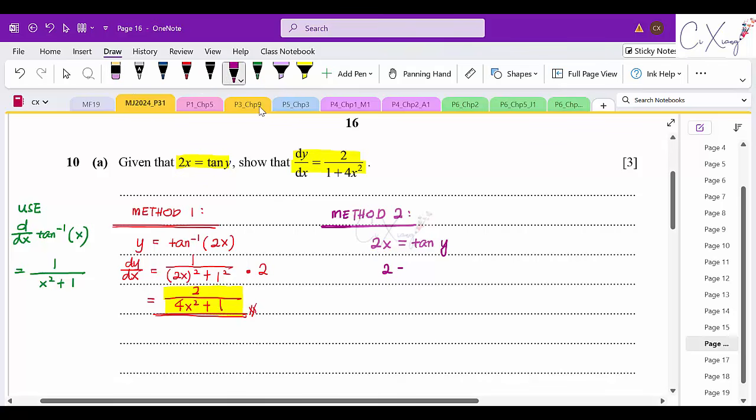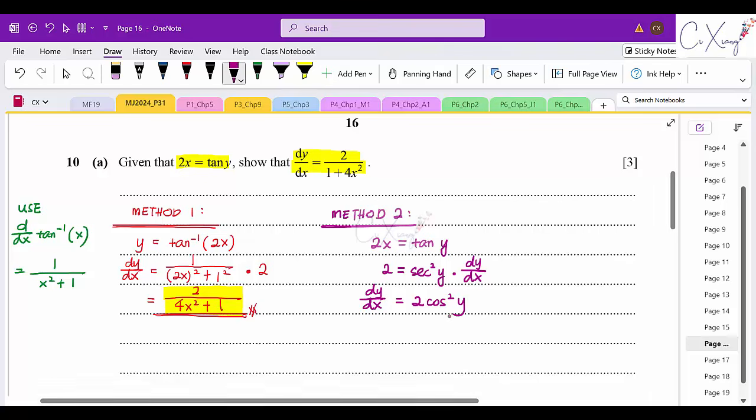Then how do we differentiate tangent y? Differentiate tangent, I get secant square y. Then because it is something related to y with respect to x, I have to multiply with dy dx. So my dy dx equals 2 over secant square y, and secant square is 1 over cos square. So 1 over cos square, I move it over, becomes 2 cos square. So my dy dx is equal to 2 cos square y.